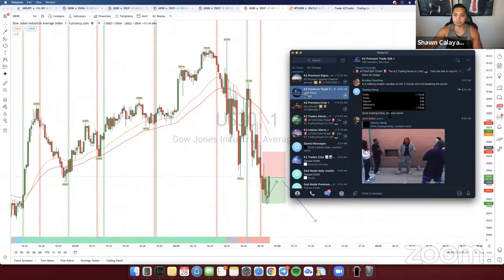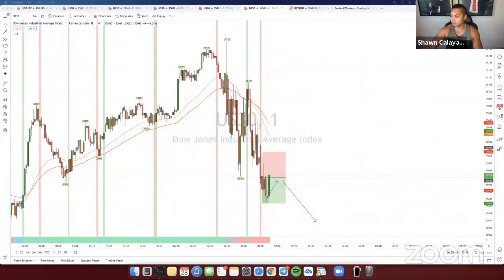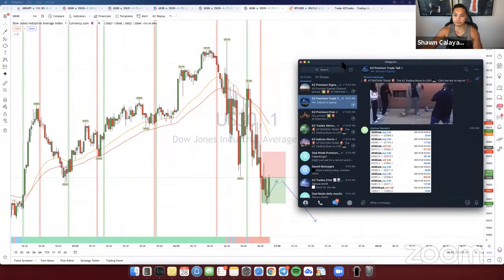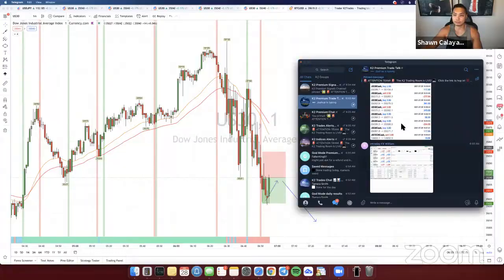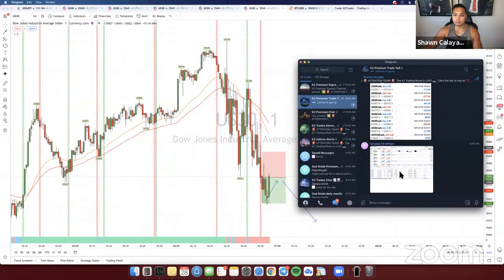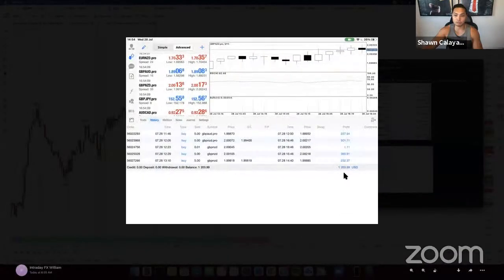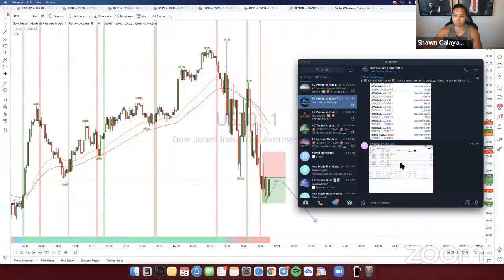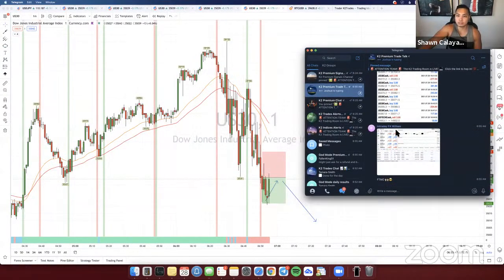But yeah, congrats to everybody here who took that sell. You guys did lock in some pretty solid profit. Joshua over here as well. Joshua's pretty solid, about $1,000, or close to 1,000 right here. William over here, William's up about 1,203. Nice work, William. So a lot of you guys did lock in some pretty solid profits.